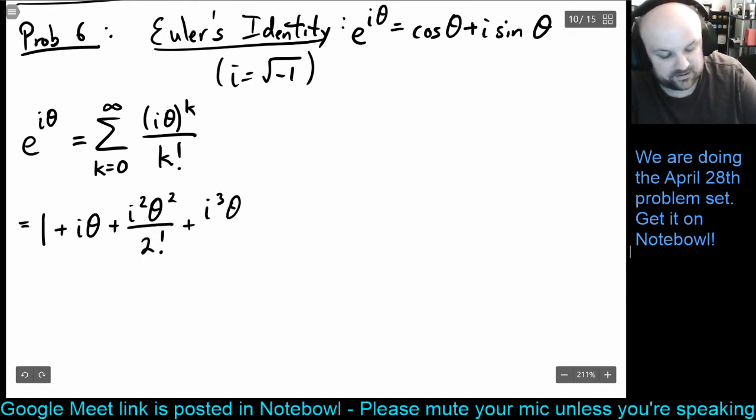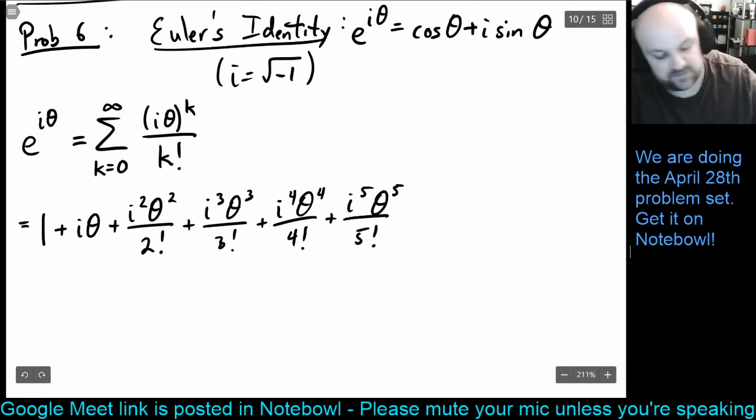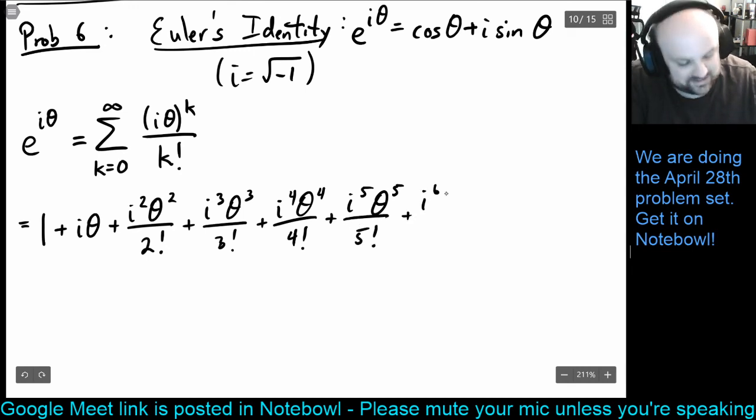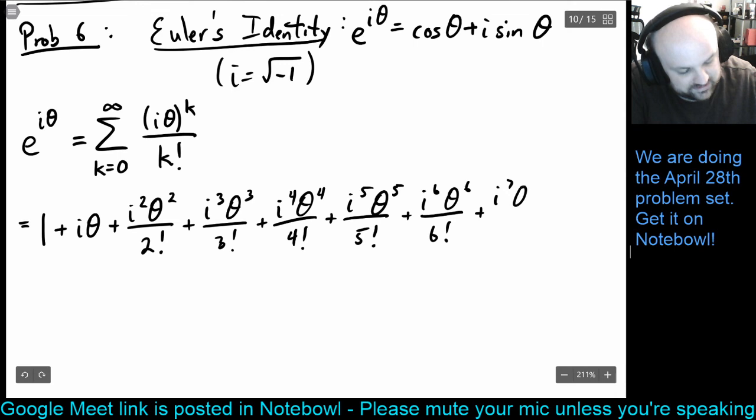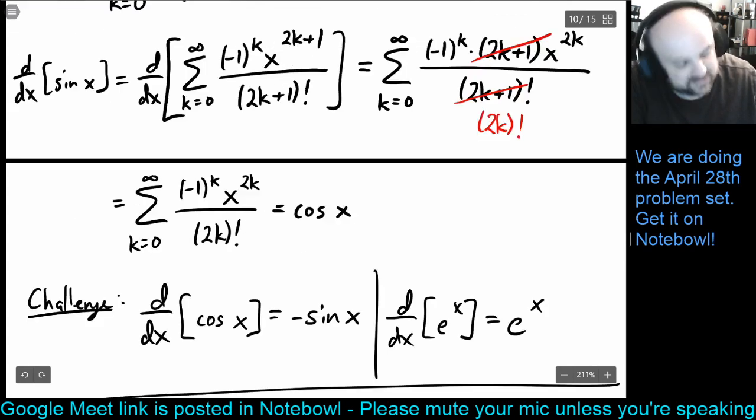i cubed theta cubed over 3 factorial. i to the 4th theta to the 4th over 4 factorial. i to the 5th theta to the 5th over 5 factorial. i to the 6th theta to the 6th over 6 factorial. I'm hoping I can get at least 8. Cool. i to the 8, theta to the 8, over 8 factorial. All right, that's enough.